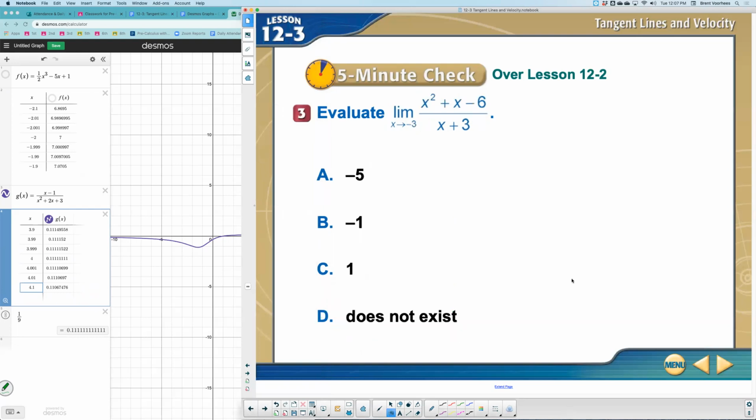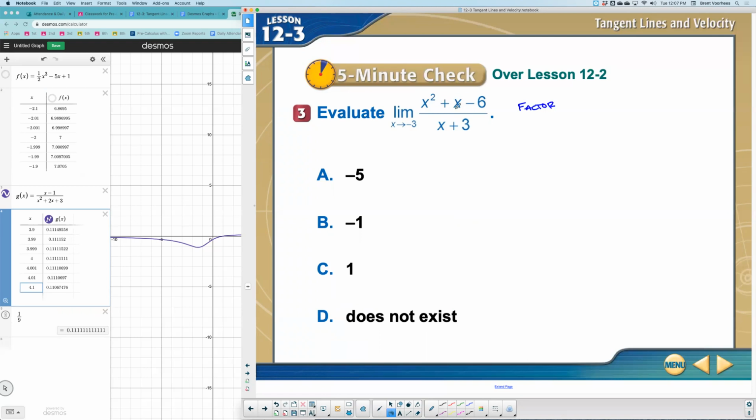And now number 3. On this problem, notice it's a polynomial divided by another polynomial, which we call rational. But if I directly substitute in -3, I have a problem. If I substitute in -3, I would have -3 plus 3, which is going to equal 0, and you're not allowed to divide by 0. So this is one that we would need to factor first.